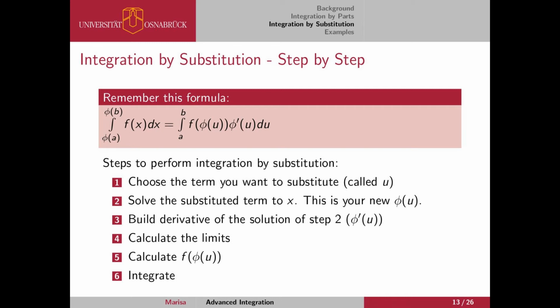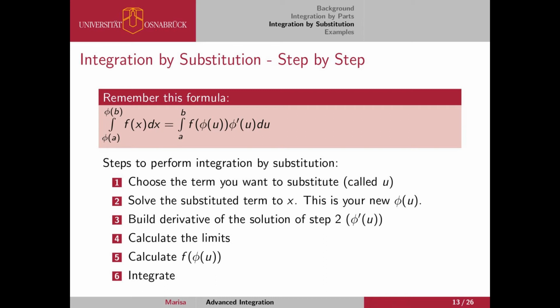In the second step, we need to solve the substituted term to x, so we need to do some reformulation so that the x is standing alone on one side. We call this result phi of u. In the third step, we will build the derivative of it, so we calculate phi prime of u. Then, in the fourth step, we will calculate the new limits, as you can see in the formula that the limits are not the same on the left and the right side of the equation. In the fifth step, we will calculate f of phi of u, and finally, in the last step, we can integrate the whole thing. This then works as usual, so we can use the rules that we already know.